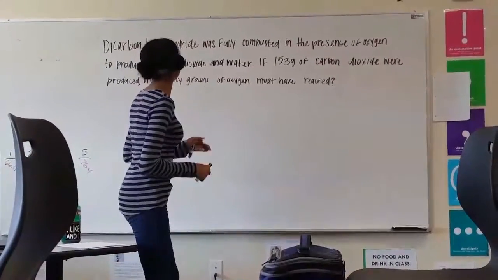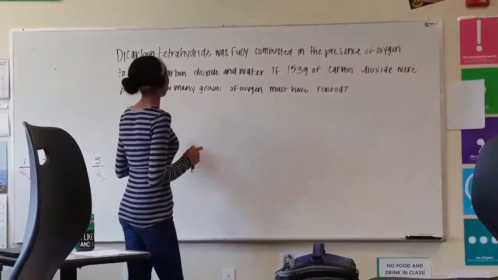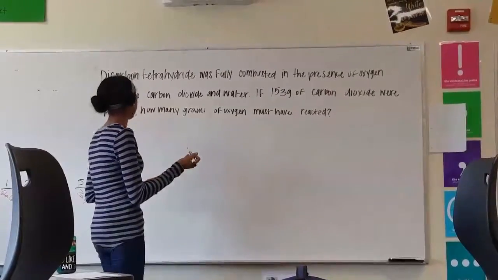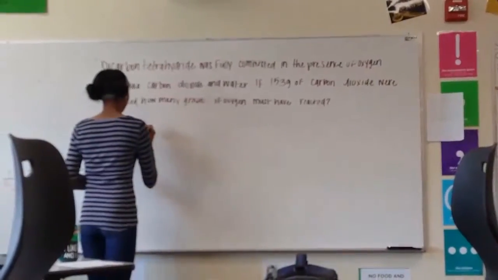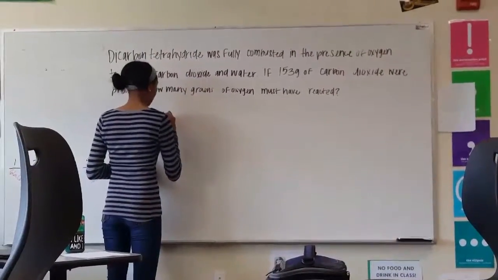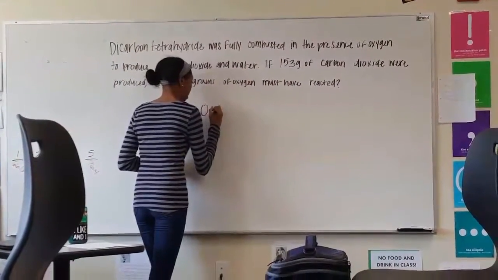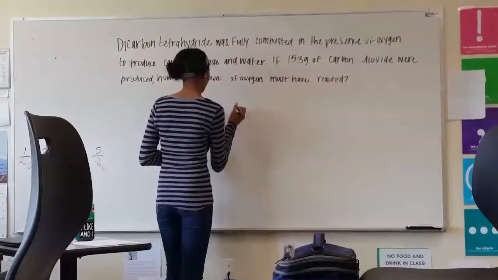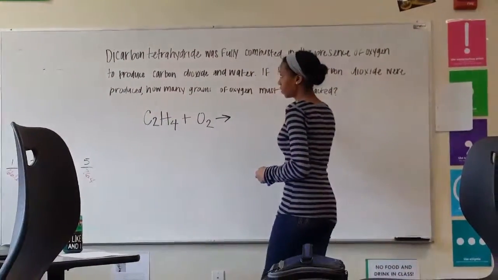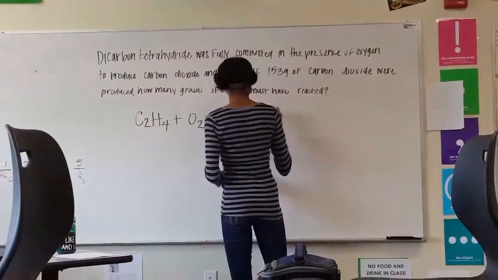So my question is, if dicarbon tetrahydride was fully combusted in the presence of oxygen to produce carbon dioxide and water. So we'll start with the skeleton equation. Dicarbon tetrahydride, di means two, which means there's two carbons, and then four hydrides, or hydrogens. And then combustion in the presence of oxygen. Oxygen, the diatomic element, comes in pairs of two. And then a fully combusted anything combusts into carbon dioxide and then water.